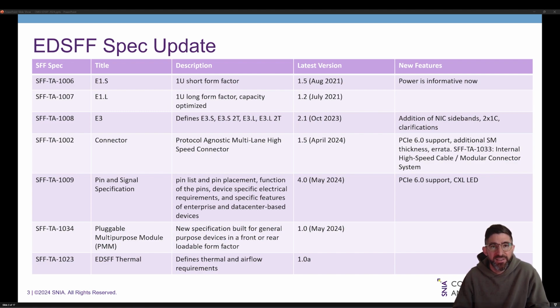The last is the SFF-TA-1023, and this is the thermal specification. So as you can see, in a lot of the EDSFF specifications, power has now been moved to an informative specification. Meaning that it's no longer "thou shalt be under this power" in the EDSFF. It's really about the different thermal and airflow requirements to cool a specific power on a device type.